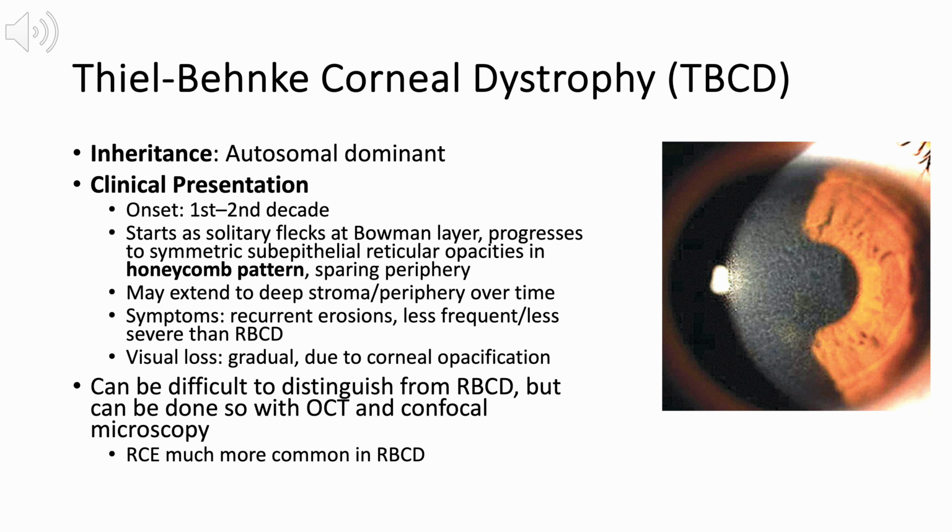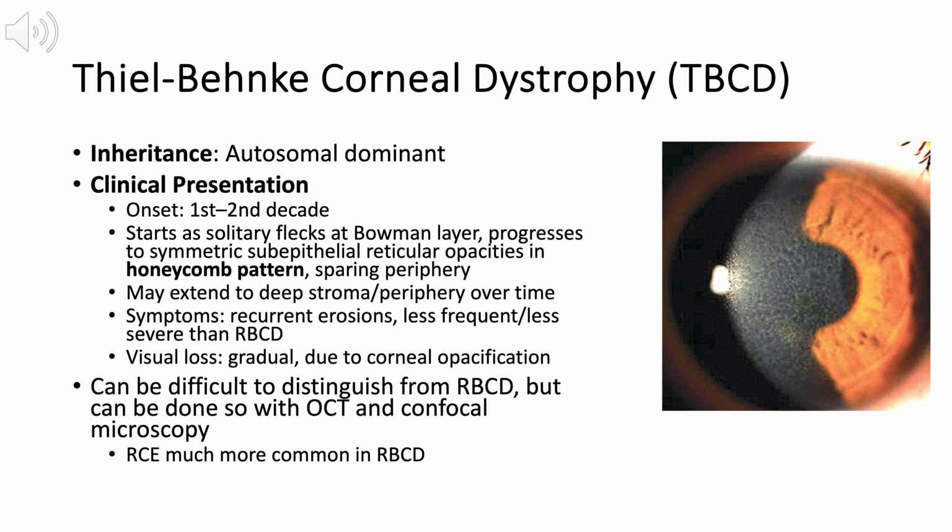Thiel-Behnke corneal dystrophy is an autosomal dominant disorder that typically begins in the first to second decade of life. The condition often starts as solitary flecks at Bowman's layer, which gradually progress into symmetric subepithelial reticular opacities, arranged in a characteristic honeycomb pattern. Importantly, these lesions generally spare the corneal periphery, though over time they can extend into the deeper stroma and periphery. Clinically, patients may develop recurrent corneal erosions, though these tend to be less frequent and less severe than in Reese-Buckler's dystrophy. Visual loss occurs more gradually, primarily as a result of progressive corneal opacification.